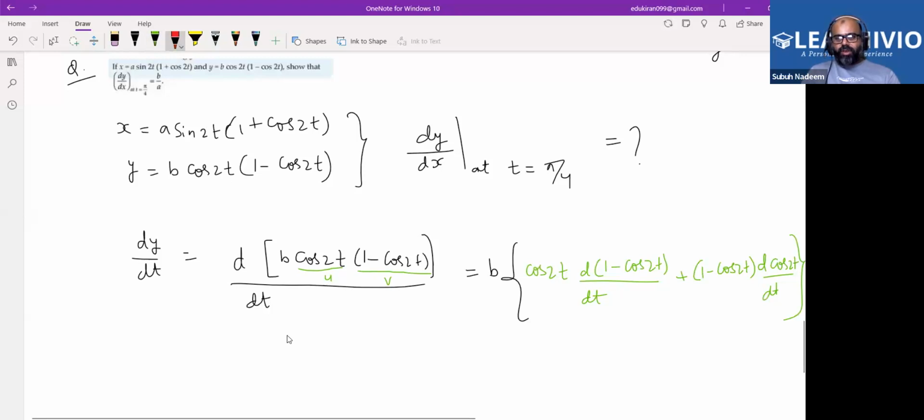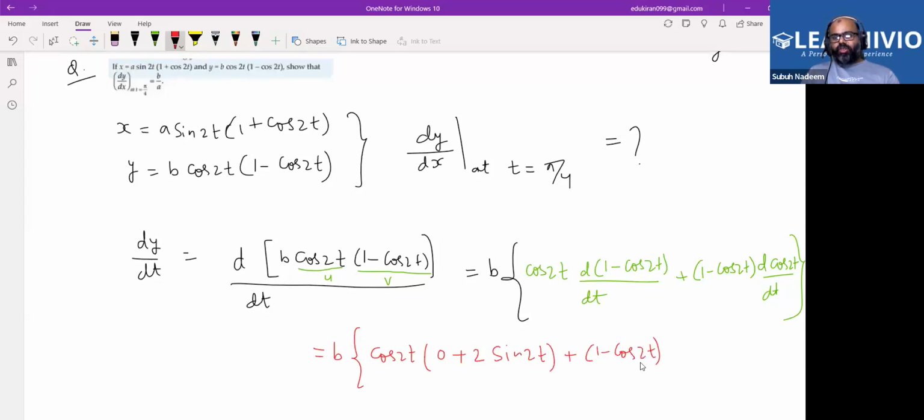So this is actually equal to b cos 2t, and differentiation of 1 minus cos 2t, 1 is 0. And what is the differentiation of cos 2t? It will be minus sine 2t into 2. So it will become plus 2 sine 2t, right? And here it is 1 minus cos 2t, and differentiation of cos 2t will be minus 2 sine 2t. So this is how we write it.